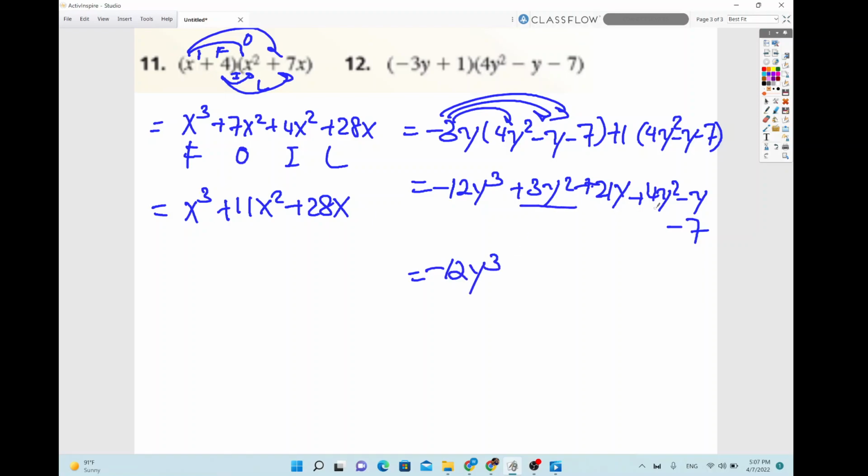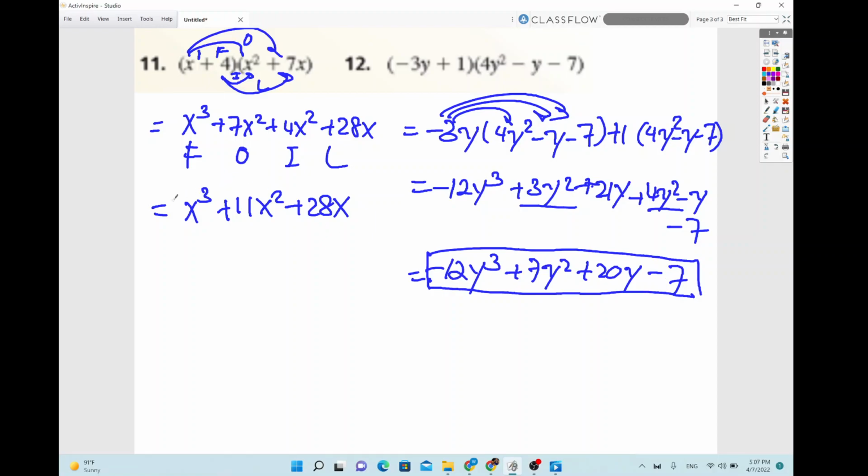And what we have here, 3y squared and 4y squared, combine them, so that'd be 7y squared. And then 21y minus y, that'd be 20y. And then minus 7, so that's what we have. So it's a cubic quadnomial. And normally, whatever the final solution you have, you always want to box it, okay? Because it shows that it's the final solution.